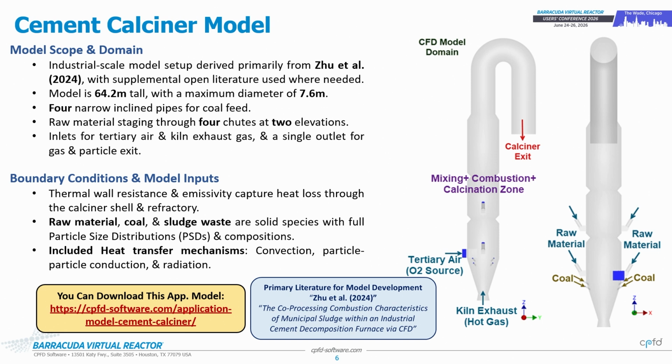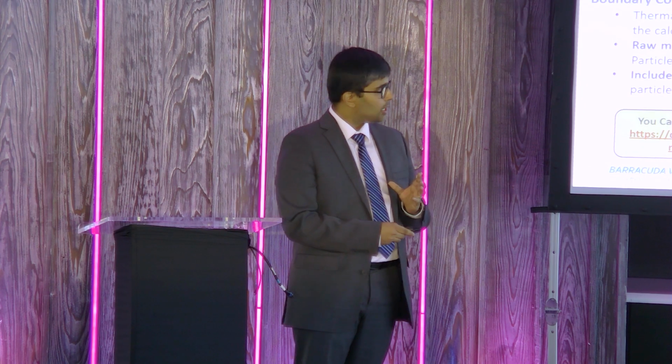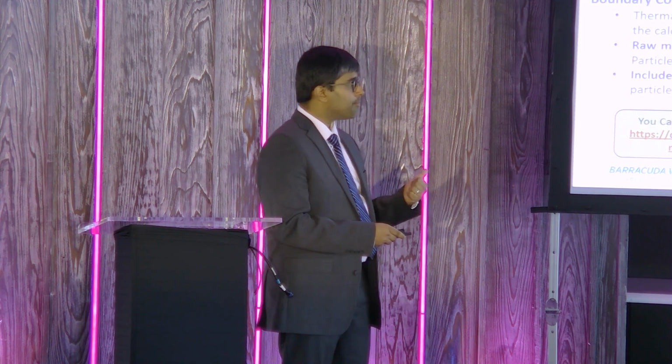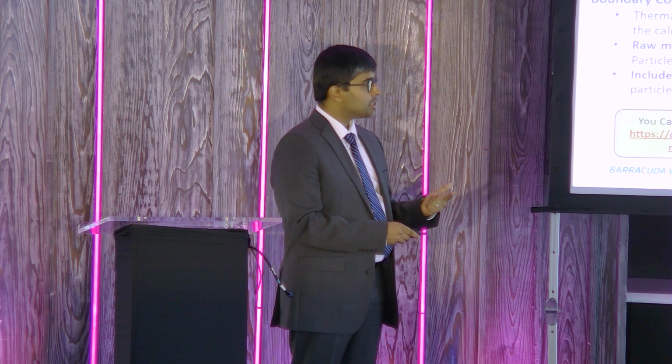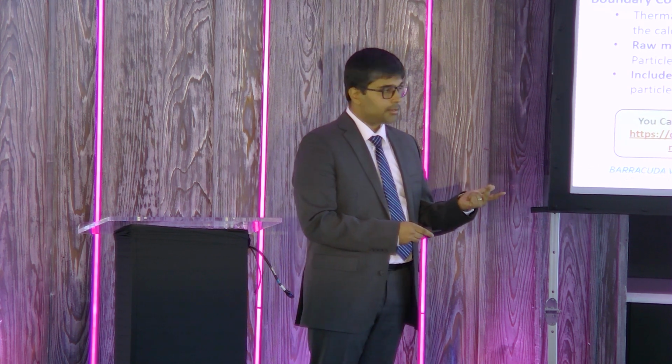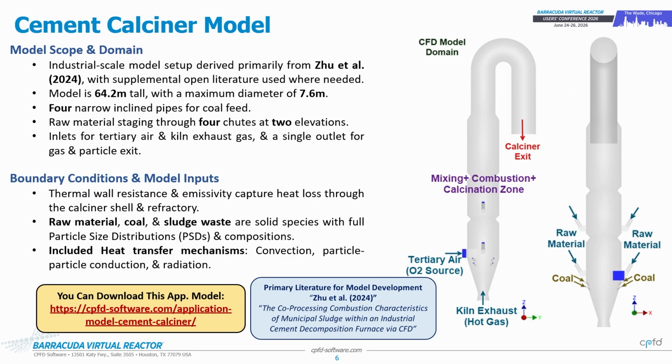Coming to the boundary conditions and the inputs, all the flow rates and the compositions come from this primary source, but we have supplemented that with other data whenever required. The raw materials and the coal, and also the sludge waste, which I'll get into later, are modeled as solid species. They have their own PSDs, their own compositions, and they can also have their own drag models if necessary. And we have included all the major heat transfer mechanisms, such as convection, particle-particle conduction, and radiation.